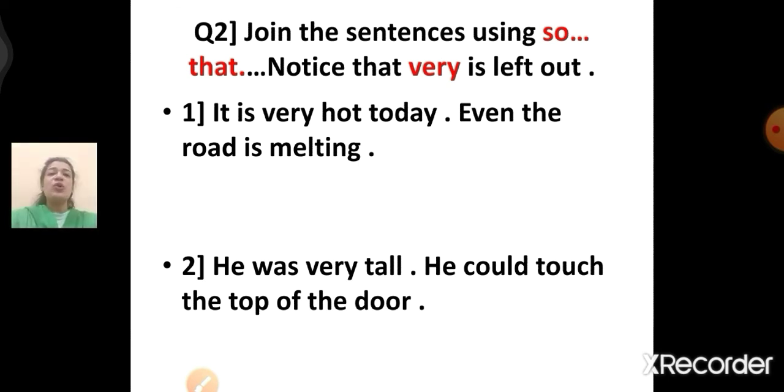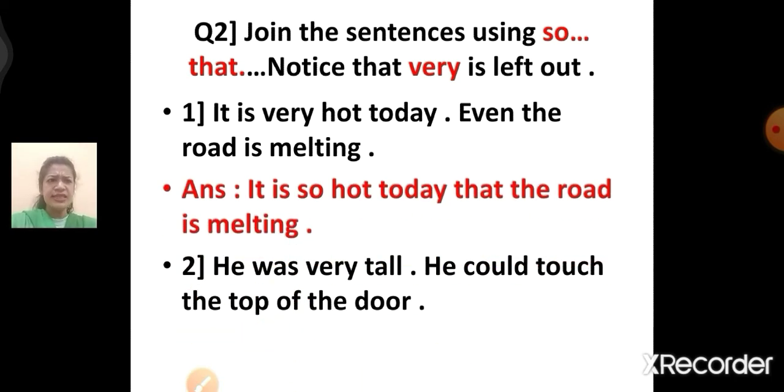Yes. So it is very hot, even the road is melting. Instead of very, you're going to use so. So it is so hot today that the road is melting. Now you're not going to use even, you're going to cut it because we are using that. It is so hot today that the road is melting. Let's see the answer. It is so hot today that the road is melting.